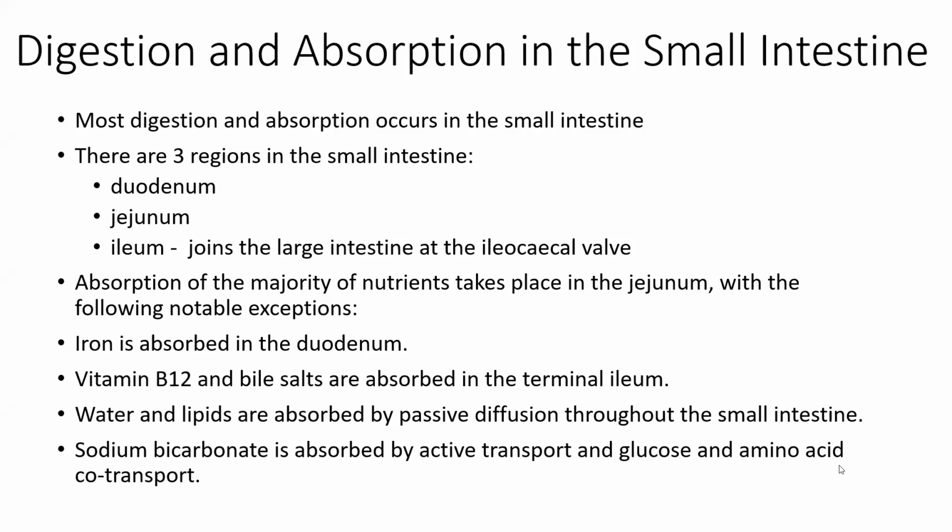Okay, so the duodenum, the jejunum, and the ileum, and the ileum is going to be used to help connect to the large intestine. Most of our absorption is going to take place in the jejunum. We're going to have the bulk of our nutrients absorbed there. Iron, however, we suck up in the duodenum. B12 and bile are recovered at the end of the ileum. Water and fats are picked up throughout. Sodium bicarbonate and glucose are picked up throughout. But everything that gets absorbed has to go through those fenestrated capillaries and then go into the liver for detoxification.